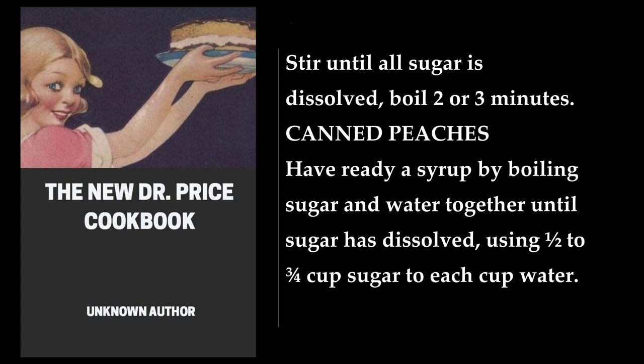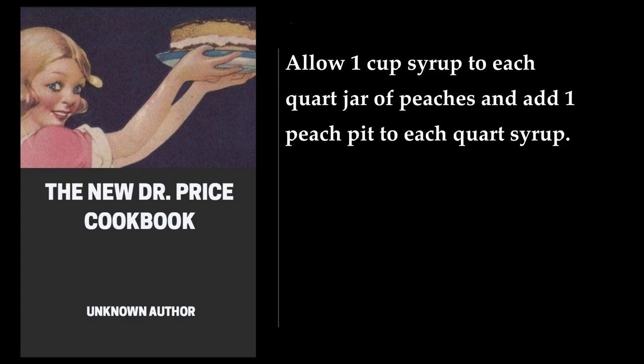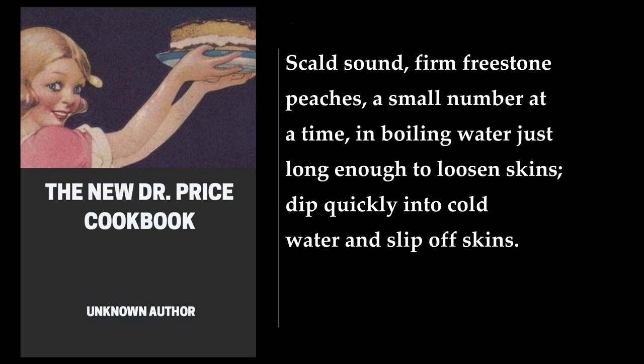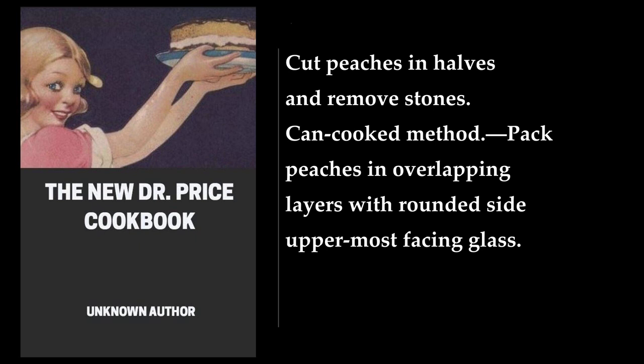Canned peaches. Have ready a syrup by boiling sugar and water together until sugar has dissolved, using 1/2 to 3/4 cup sugar to each cup water. Allow 1 cup syrup to each quart jar of peaches and add 1 peach pit to each quart syrup. Scald sound, firm freestone peaches, a small number at a time, in boiling water just long enough to loosen skins. Dip quickly into cold water and slip off skins. Cut peaches in halves and remove stones.